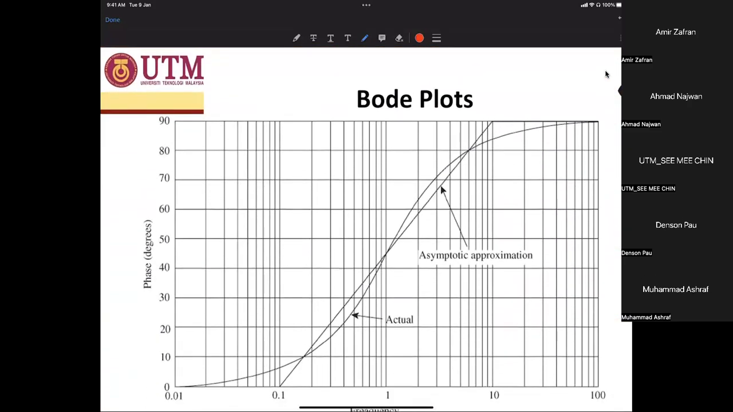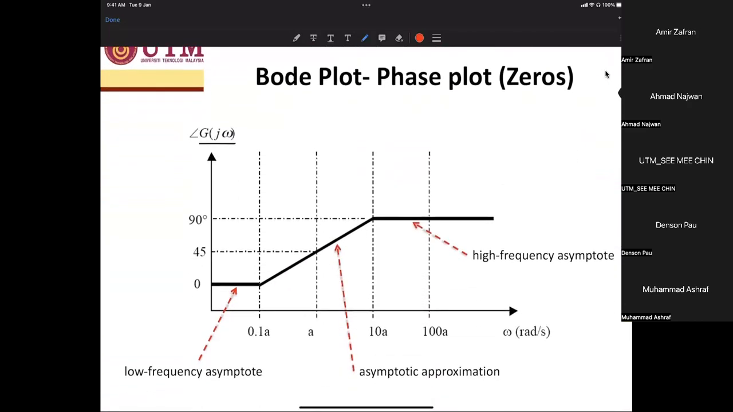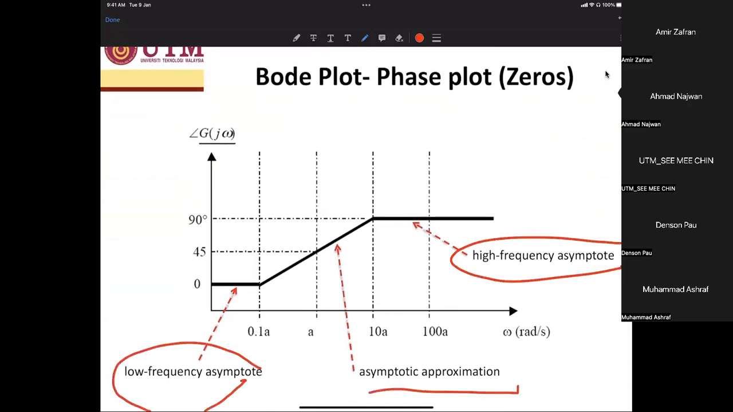Similarly for the phase plot. So this is the phase plot versus log frequency. So you have 2 plots here. One is the actual by computer generation, and the other one is by asymptotic approximation, which we call a straight line approximation. So same again between the high frequency asymptote and low frequency asymptote, we have asymptotic approximations.